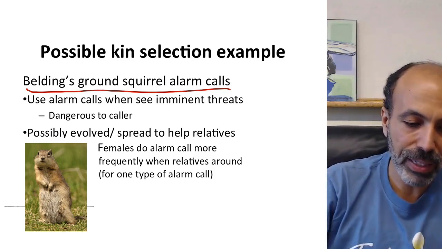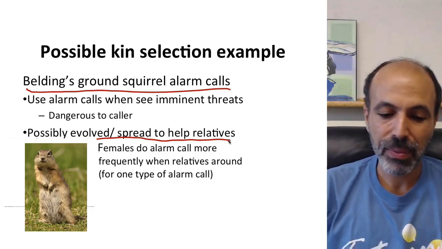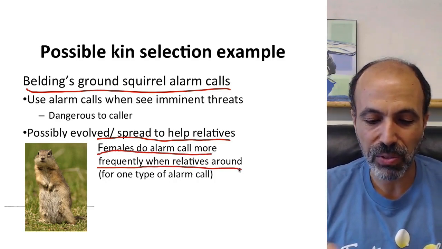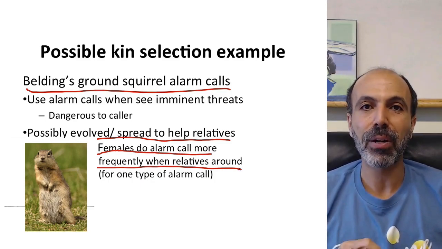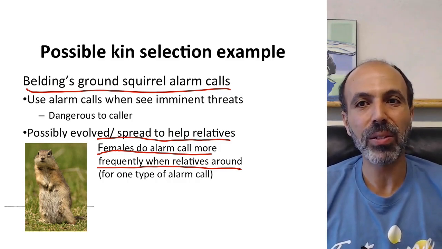Now, it's thought that this may have evolved and spread to help relatives. And the reason for that is that females do alarm calls more frequently when there are relatives around rather than when there are no relatives around. And this is for one particular type of alarm call. So again, this is a possible example of kin selection.